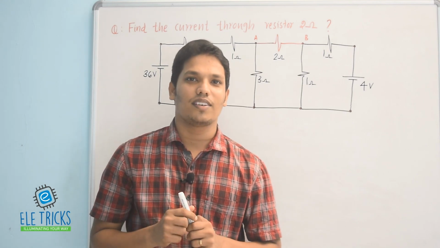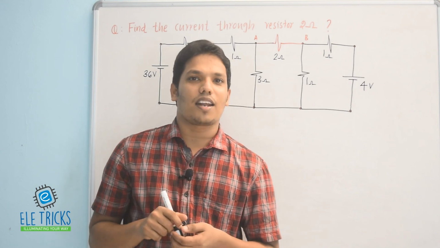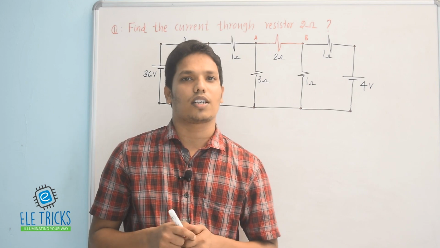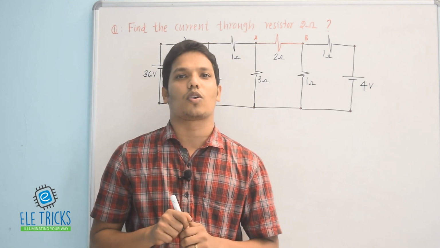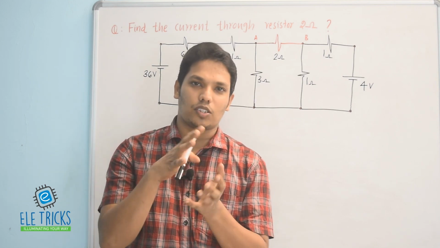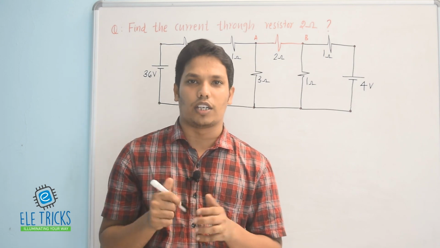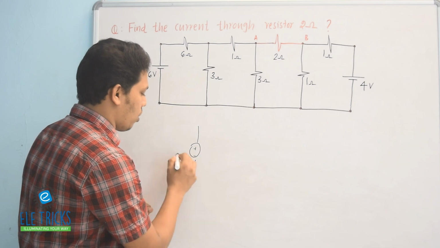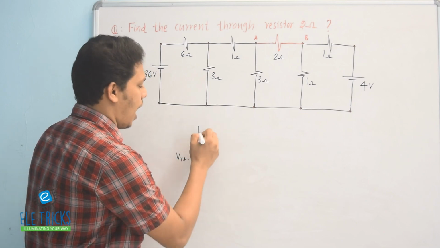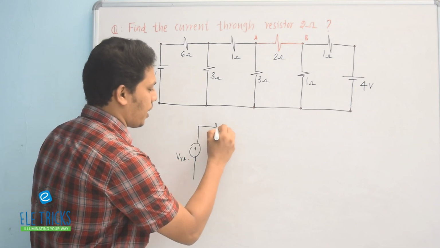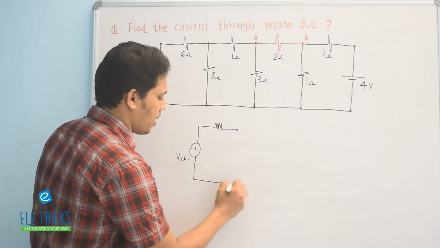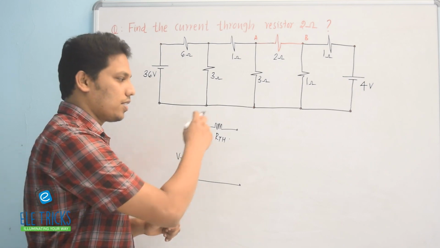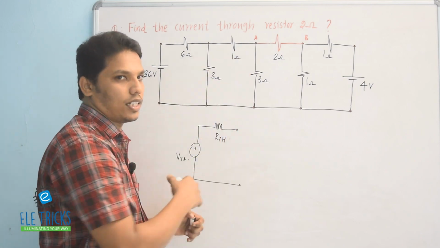What is the theorem? Thevenin's theorem states that in any linear and bilateral network containing a large number of voltage or current sources, we can replace all these sources with a single voltage source, that is VTH, and all the elements are replaced with a single series resistance, that is RTH. So this is the Thevenin equivalent of the whole circuit.